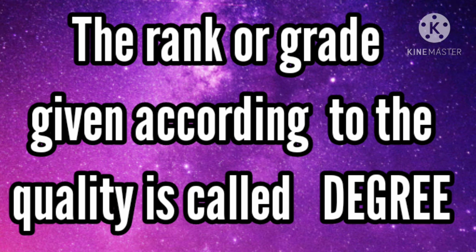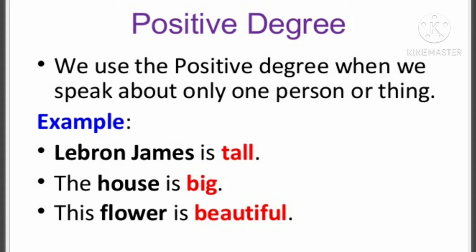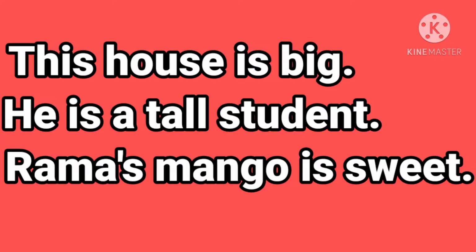Degree of comparison means what? The rank or grade given according to the quality. We will discuss the three, positive, comparative, and superlative, in detail now. What is positive degree? In a simple manner, when we speak about only one person or thing, we use the positive degree. The positive degree of an adjective is the adjective in its simplest form. It is used to denote the mere existence of some quality of what we speak about, that is, only of that particular person or thing.